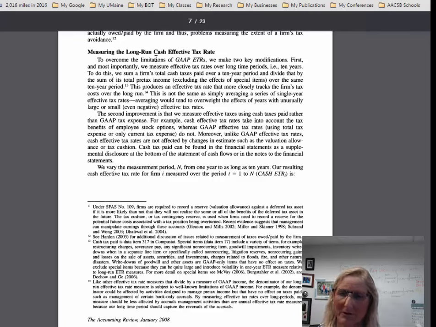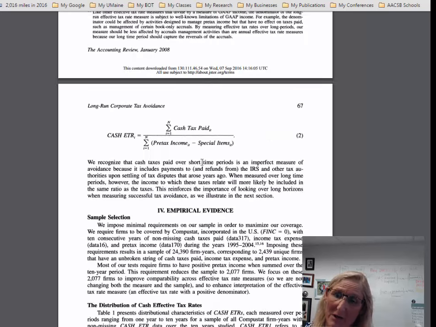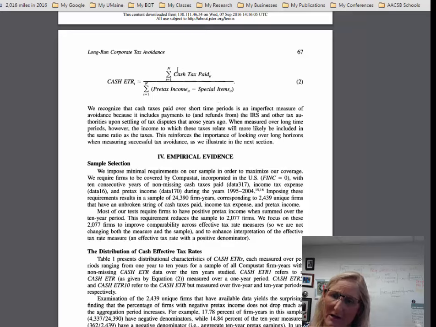So right here, they talk a little bit about measuring the long-run cash effective tax rate. And these guys were actually one of the first people to come up with this notion of capturing how much taxes a corporation actually pays in any one year. And here they say use this term cash ETR, which is they're using Compustat. I'll show you how to use that. But it turns out that actually you can't use that.